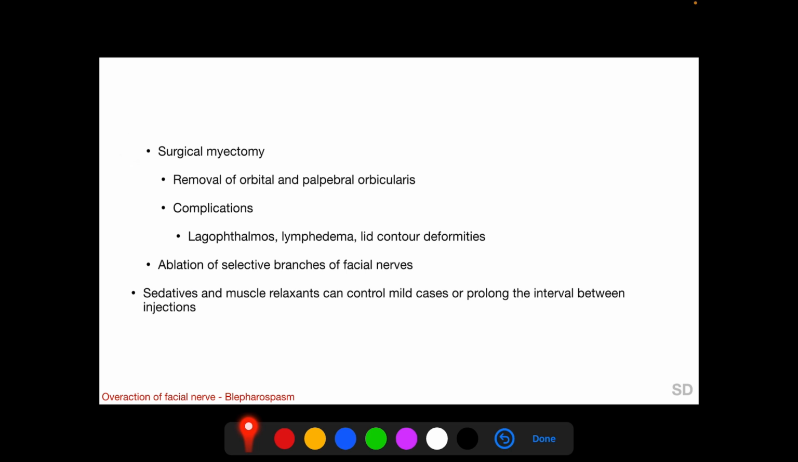Treatment options in recalcitrant cases include surgical myectomy of orbital and palpebral orbicularis, but this may be associated with lagophthalmos, lymphedema and lid contour deformities, or ablation of selective branches of the facial nerve. Sedatives and muscle relaxants can control mild cases or prolong the interval between Botox injections.